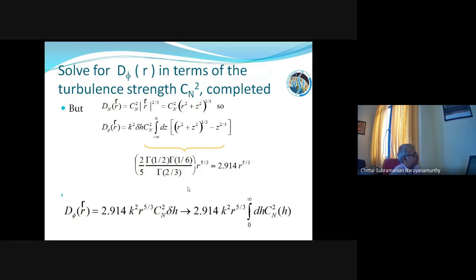What are the terms which we can use? Dn can be written in this form, and Cn square is equal to all this, and we can finally find approximately the values given here by substituting the known values: 2.91514 k square r to the 5/3, which is Cn square delta S. These values you can find from the literature, and one can get it from this.